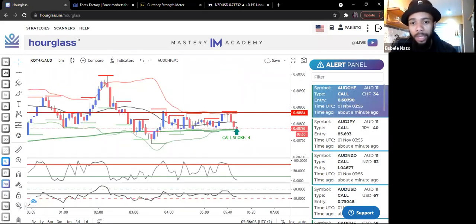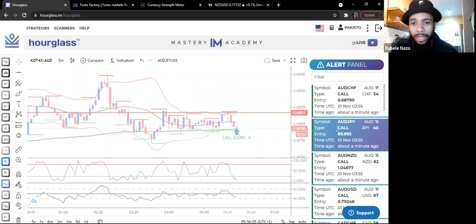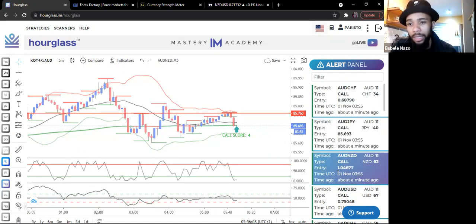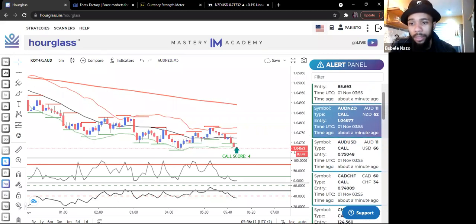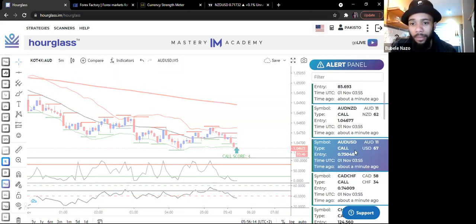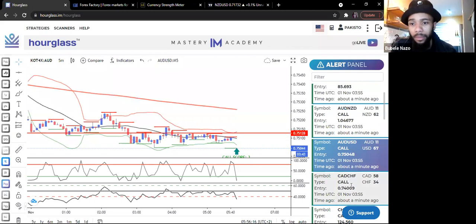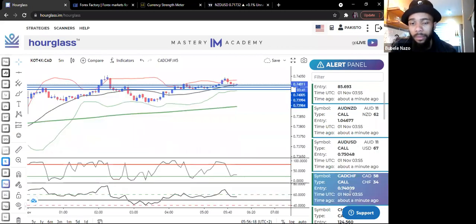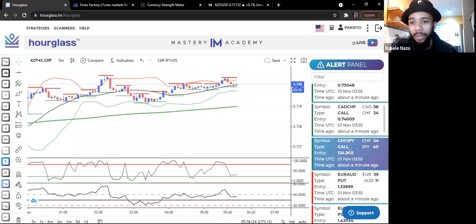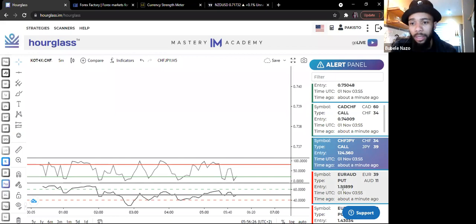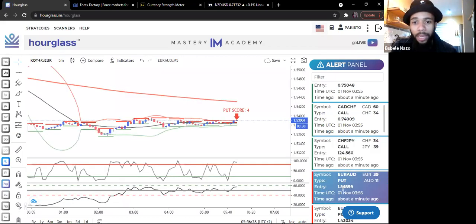So in the meantime, let me just go look at what's happening on these other currency pairs, right? Let me just look at these other currency pairs. So CAD CHF is pushing to the upside right now.